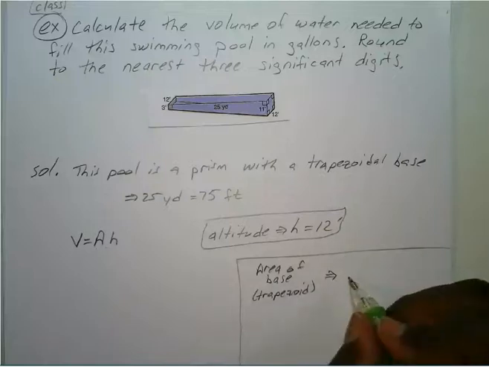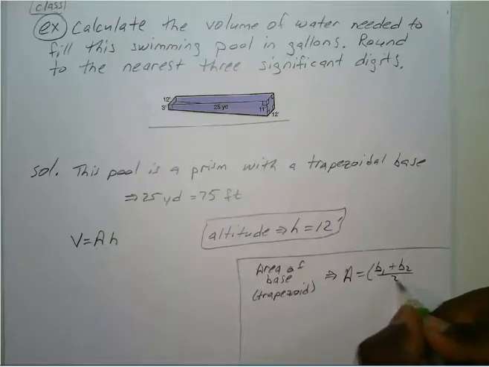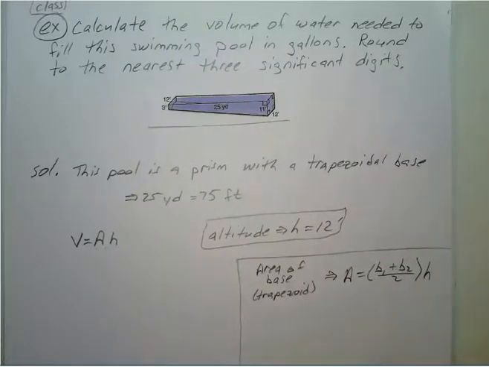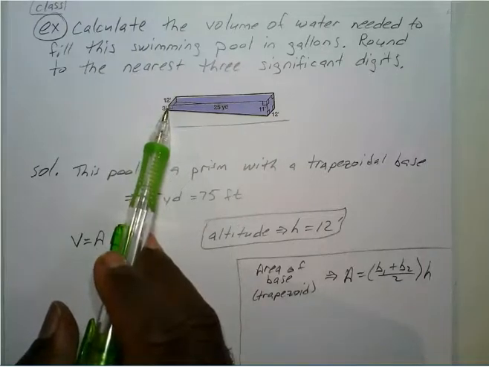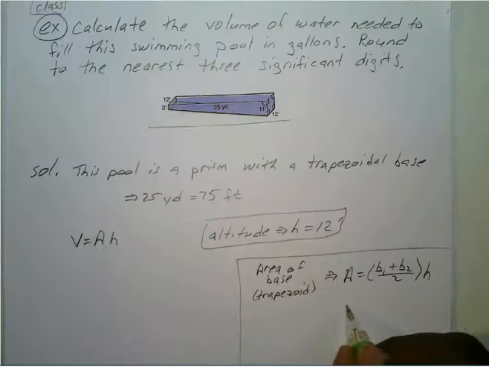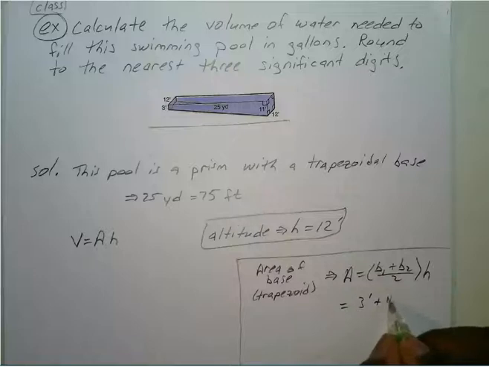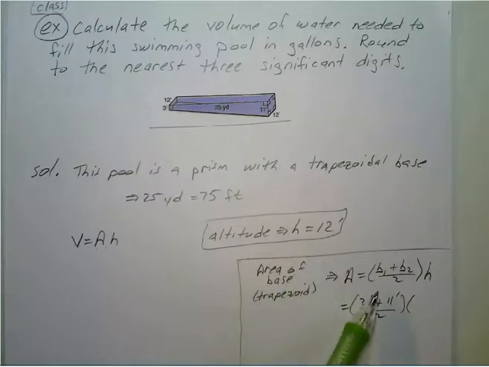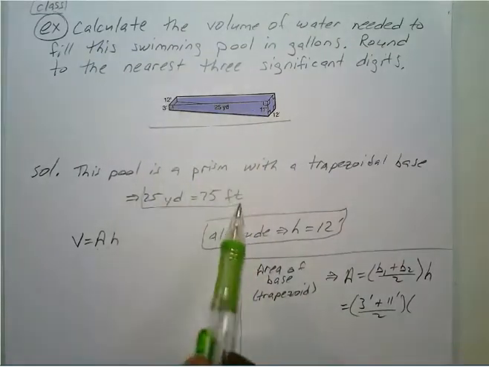Area of the base, which is a trapezoid. And remember, the area of a trapezoid is equal to base 1 plus base 2 divided by 2 times the height of that trapezoid. So we know this is base 1 and base 2, our two parallel sides. So this is going to be 3 feet plus 11 feet divided by 2 times the distance between those two bases. So the distance is 75 feet, because remember, our 25 yards is equal to 75 feet.